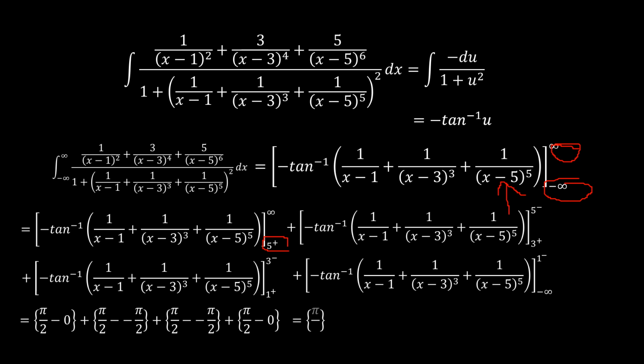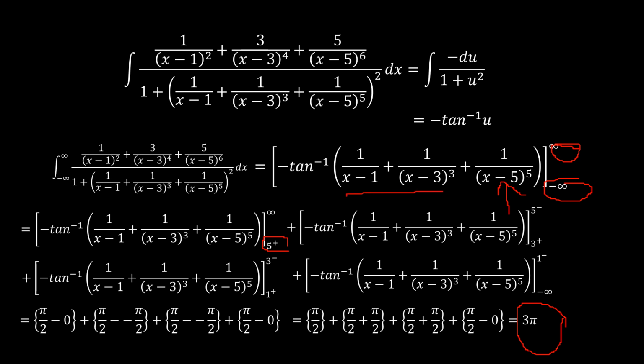So what this essentially means is that we have pi over 2 plus pi over 2 plus pi over 2, pi over 2 plus pi over 2, pi over 2 minus 0. So the final answer is 3 pi. But it's very crucial for you to investigate these intermediary singularities to get an accurate answer. Otherwise, if you plugged in infinity and negative infinity, you would get a 0, and that would be a mistake. So 3 pi is our answer.